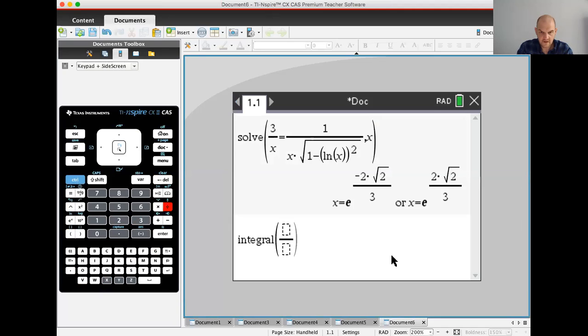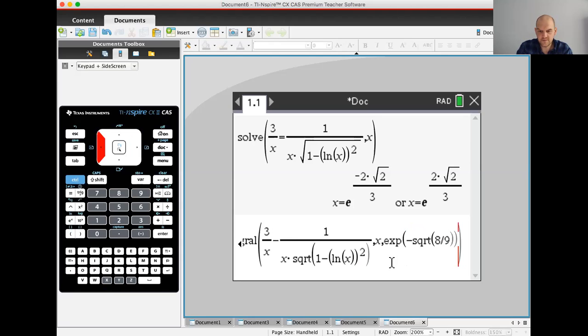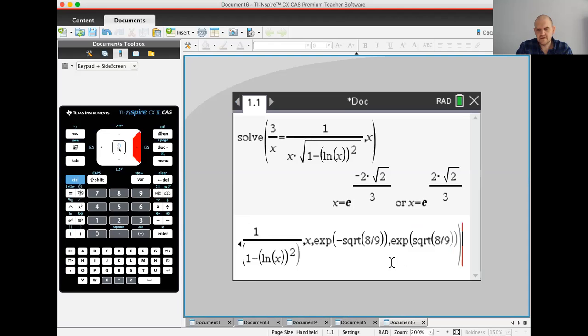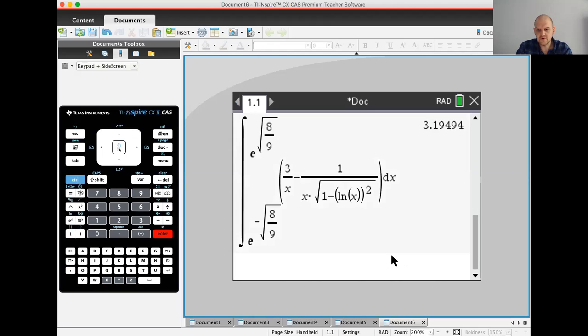Integral 3 over x minus 1 over x times square root of 1 minus, why am I not just copying? I don't know. Squared, comma x from, okay, so the smaller one is the one with the negative, but I never even thought about that. I was just like, yep, that one. Negative square root of 8 over 9. I'm going to put in what we did, except I'm going to screw it up. And then the upper bound is e to the square root of 8 over 9. Cosine inverse? What are you even doing? What's the numerical value? 3 point whatever.